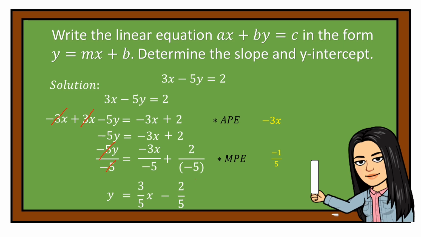So this is now our slope-intercept form, which is y equals 3 over 5x minus 2 over 5. Getting the slope, we have here 3 over 5, and the y-intercept is negative 2 over 5.